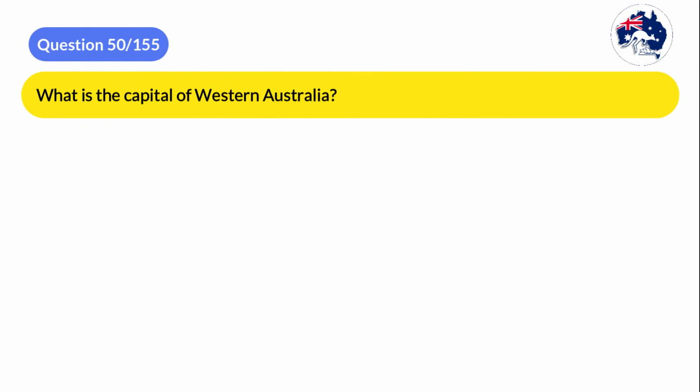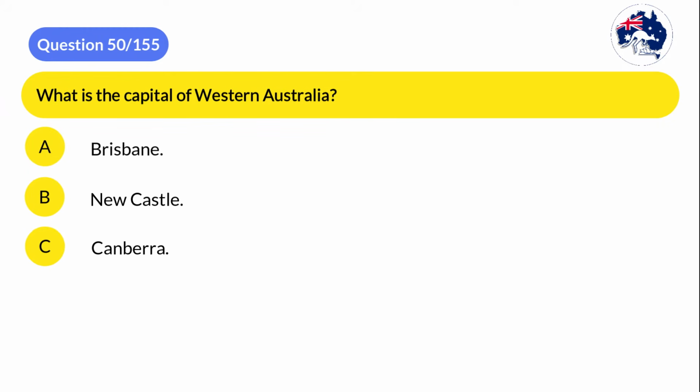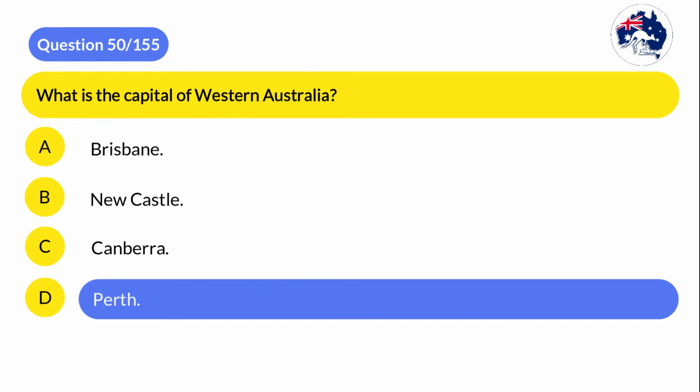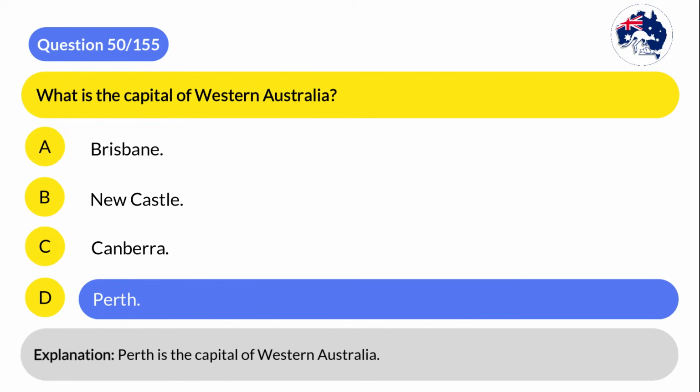Question 50. What is the capital of Western Australia? A. Brisbane. B. Newcastle. C. Canberra. D. Perth. The correct answer is D. Perth. Explanation: Perth is the capital of Western Australia.